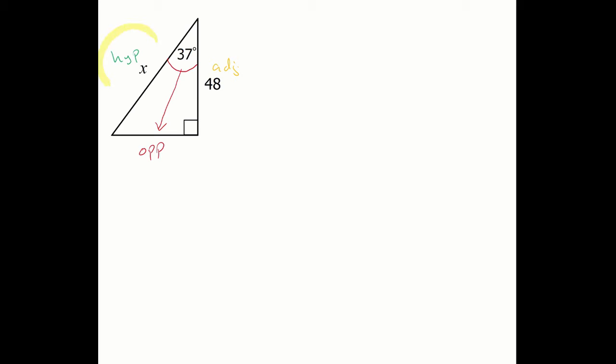I'm going to circle what I want, and I'm going to circle what I have. And I'm trying to figure out which trig function has both adjacent and hypotenuse. For me, that function is cosine. So here I have cosine of theta, which is your angle of reference, is equal to your adjacent over your hypotenuse. And so that's the function that I'm going to use.